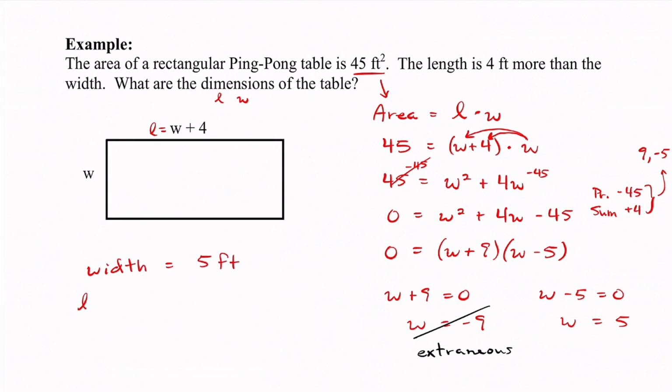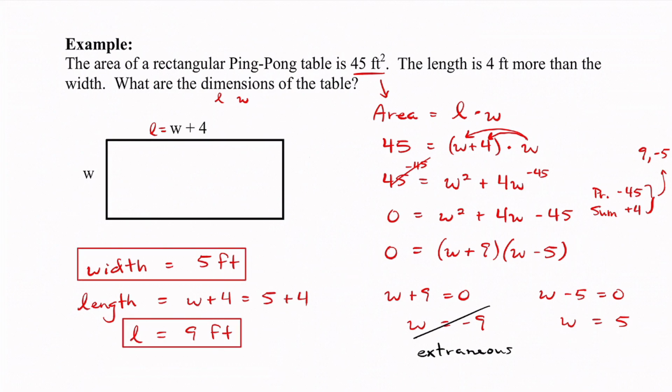And then to figure out what the length is, I can use what we had here in the beginning. It's equal to w plus 4. And w was just 5, so it's going to be 5 plus 4. So the length is equal to 9 feet. So those are our two answers. The width has to be 5 feet, and the length has to be 9 feet.